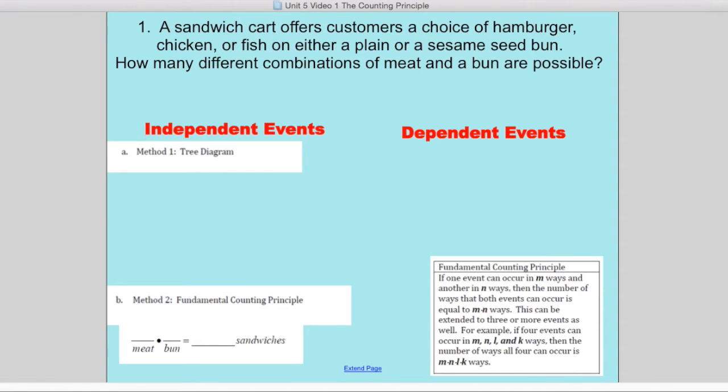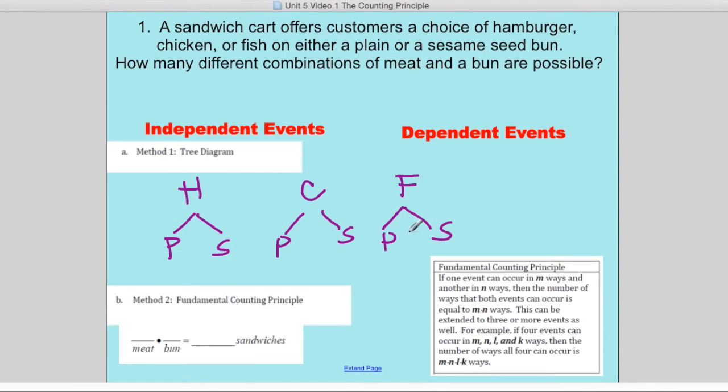All right, let's go ahead and look at example 1. A sandwich cart offers customers a choice of hamburger, chicken, or fish on either a plain or sesame seed bun. How many different combinations of meat and a bun are possible? So, method 1, we're going to solve this using a tree diagram. My first choice is a hamburger, a chicken sandwich, or a fish sandwich. Then, off of each of these, I have a choice of a plain or sesame seed bun.